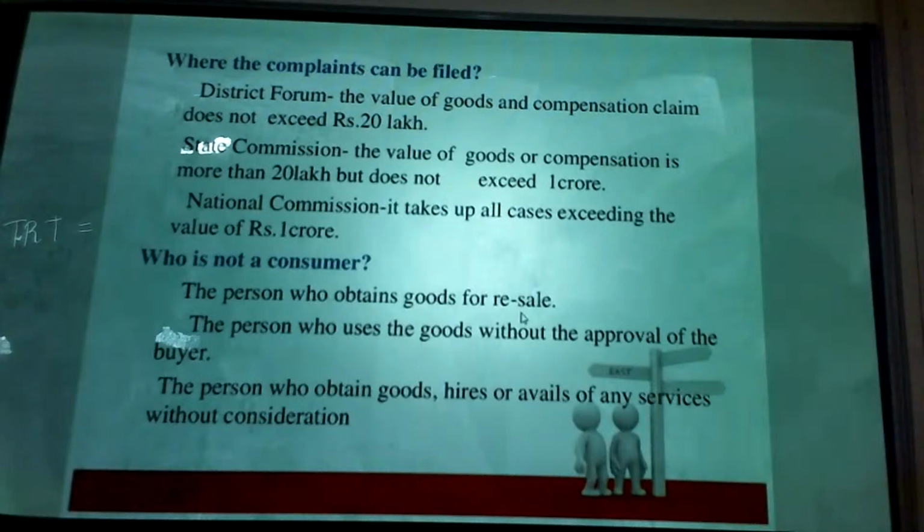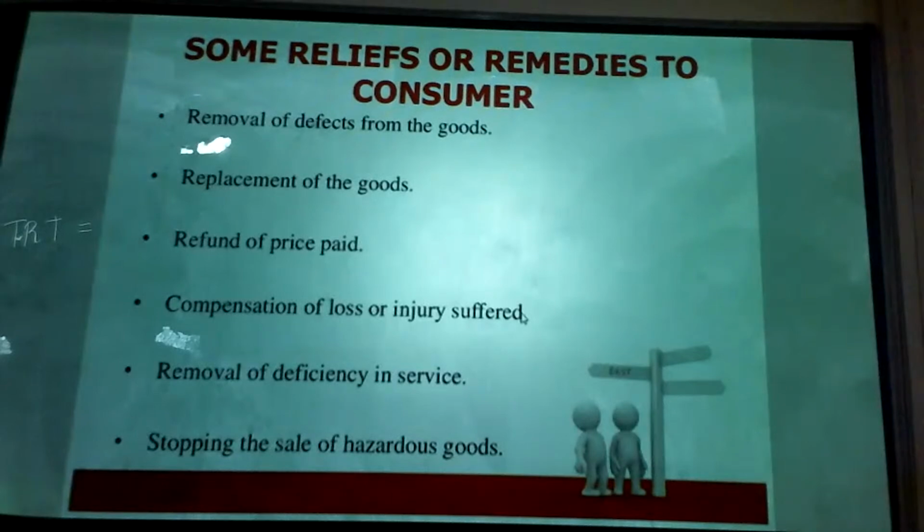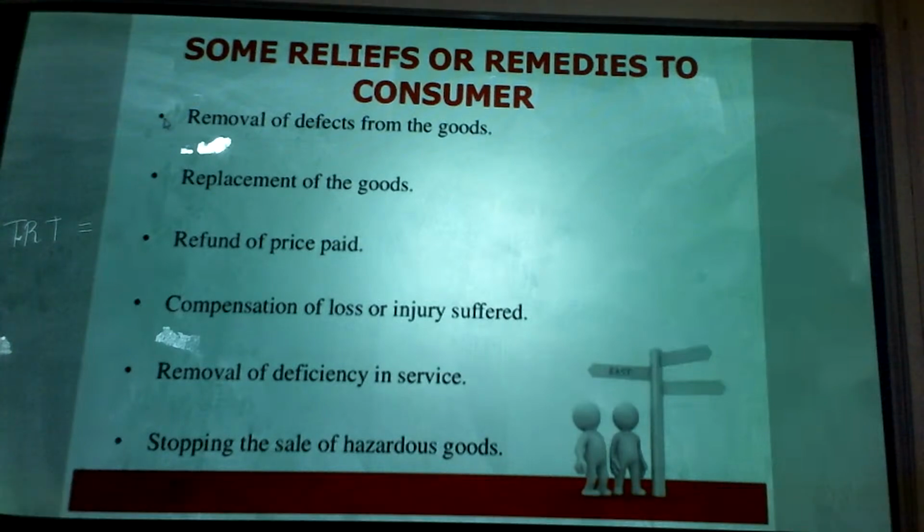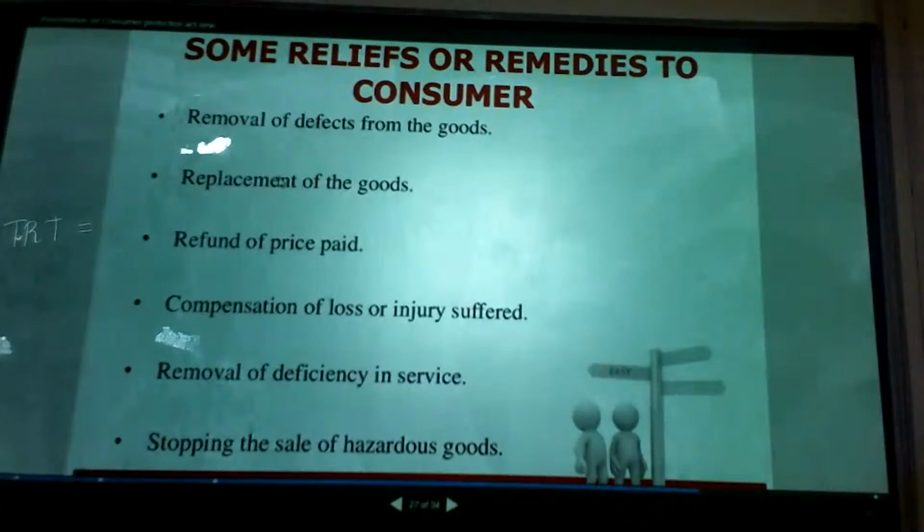Next one is some reliefs or remedies to the consumer. Generally we are discussing what the remedies to the consumer are, and how manufacturers escape when they provide defective goods. What remedies will you have? Those remedies you can mainly follow, and they must be legalized, meaning the remedies should be based on consumer law. Only on the basis of consumer law are we giving relief to consumers. That is the first thing.